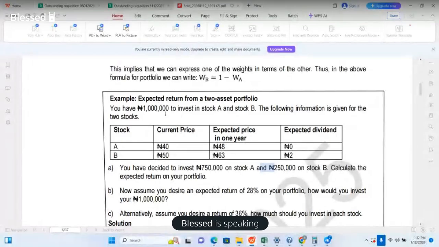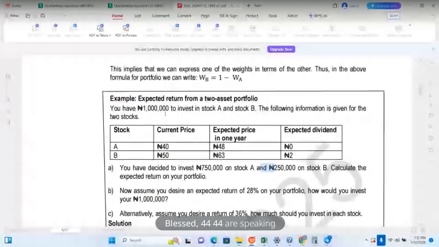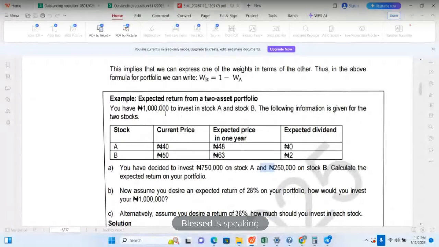But that's not the only thing they ask us to do. After we have calculated the expected return for the two portfolio, they ask us to now assume you desire an expected return of 28% on your portfolio. How will you invest your 1 million naira? Let us solve this A. Once we are done with this A, we will call it a day for today.